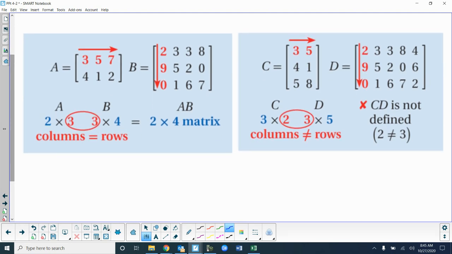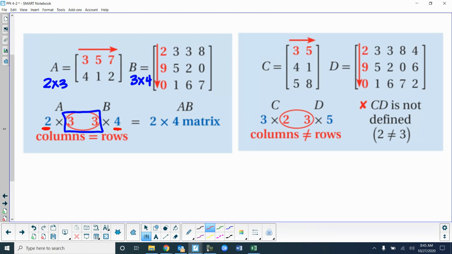This is a 2 by 3, and this is a 3 by 4. Since these are equal, like it says here, I can actually multiply those two. All right, the size is 2 by 4. Well, I'm done.